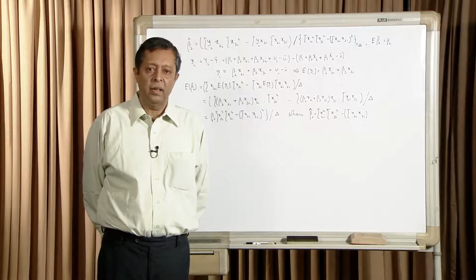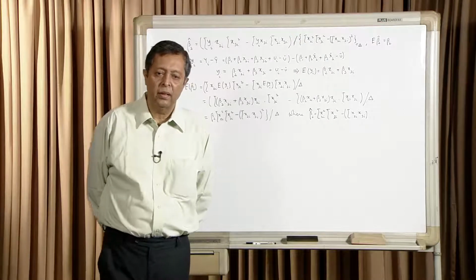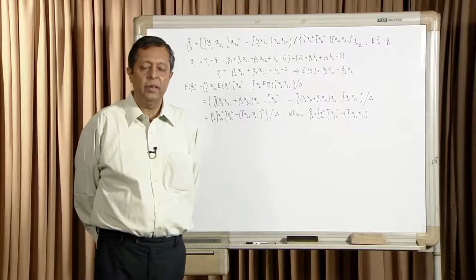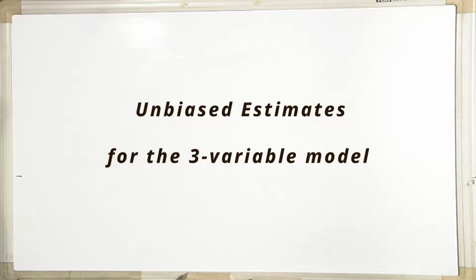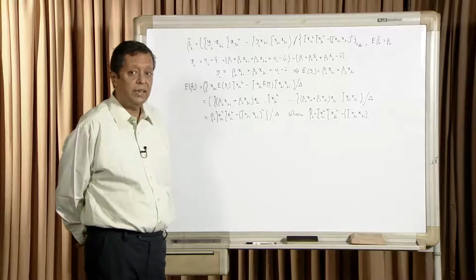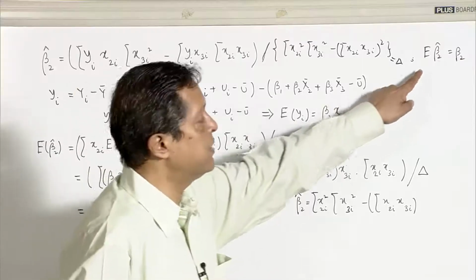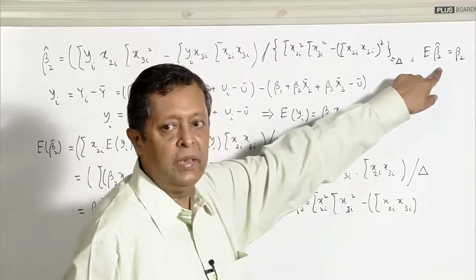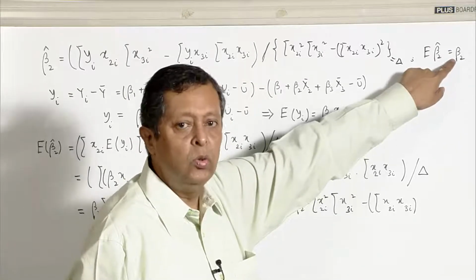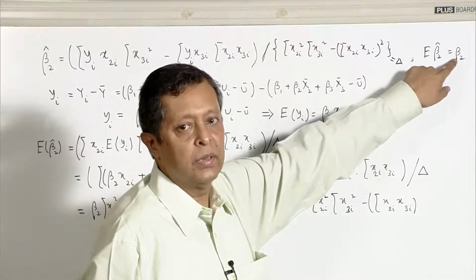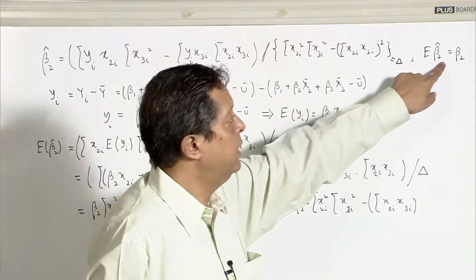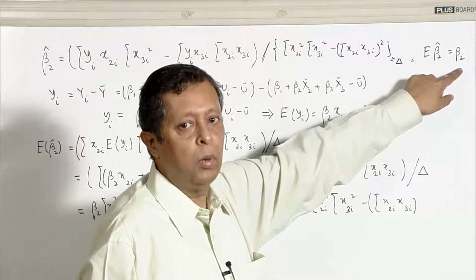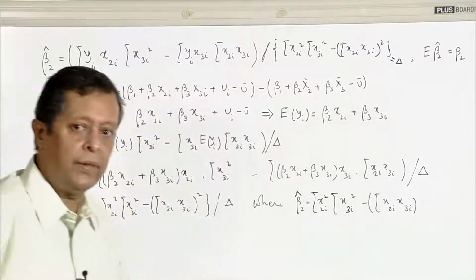To look at the unbiasedness property of the linear estimates, again we take recourse to the 3 variable model. Unbiasedness means when we take expectations, that is the expected value of beta 2 hat will be equal to the true beta 2 in the population. So, the expectation of the estimate of the sample is equal to the parameter in the population. The proof is straightforward.